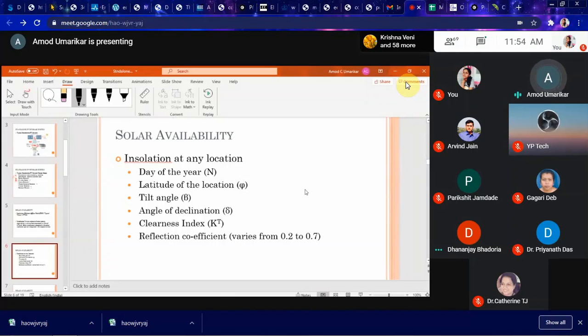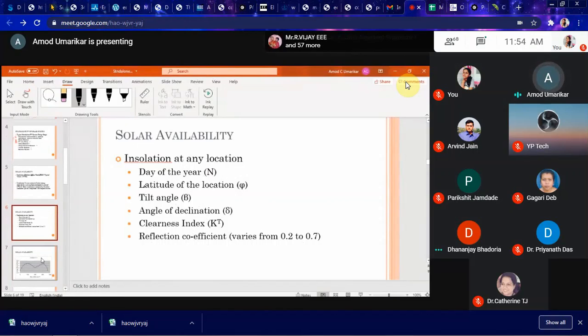Based on this, you can design a formula, which I have not taken here, to find out insolation at any location. There are many research papers available on how to find out insolation at a given location. These are the main things we have to take into account. Of course, the major thing is the clearness index, because the other things are quite fixed, but the clearness index and reflection coefficient, mainly the clearness index, is the major factor we have to take into account.